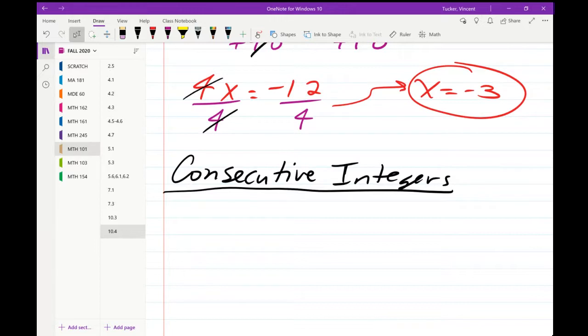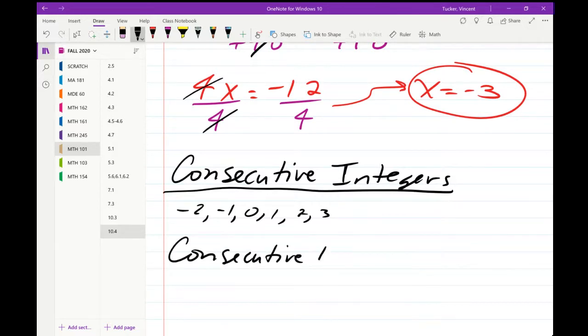All right, so consecutive integers. It's talking about negative 2, negative 1, 0, 1, 2, 3, and so on. Before I do that, let's go here. Consecutive even integers.